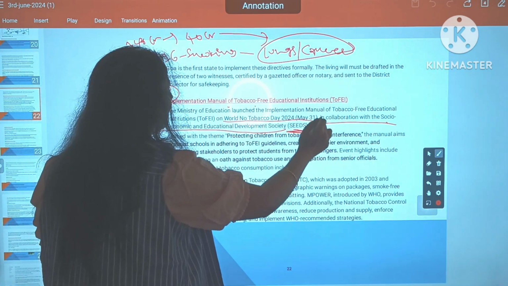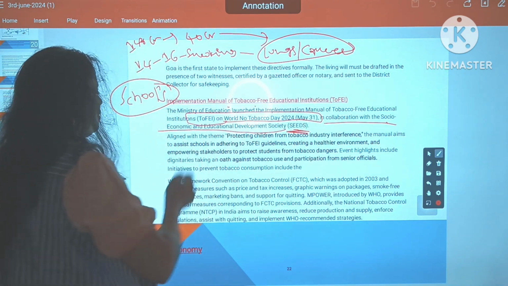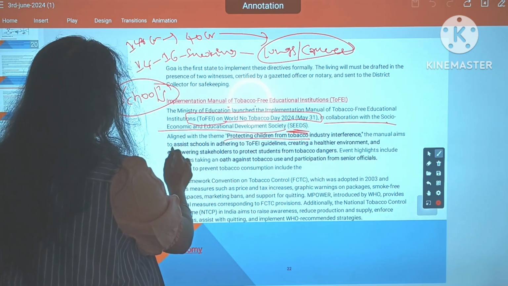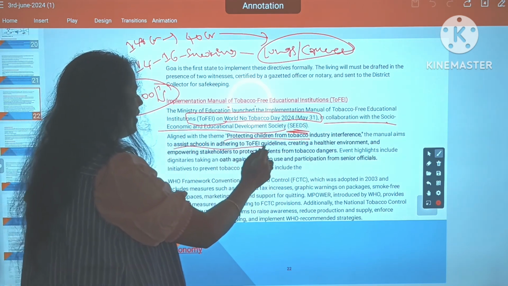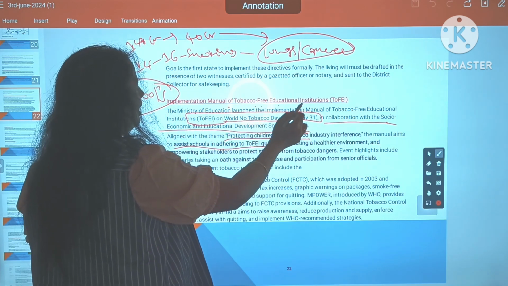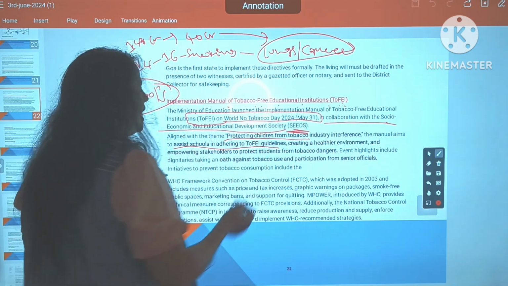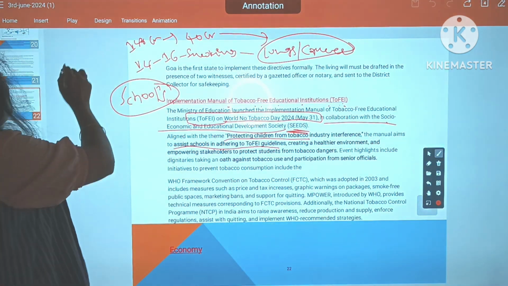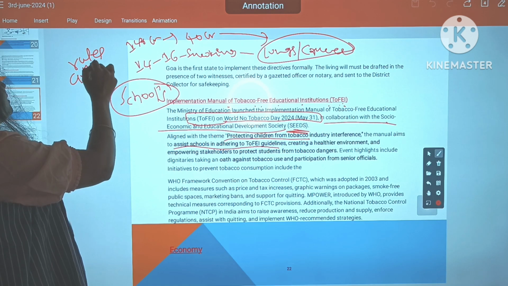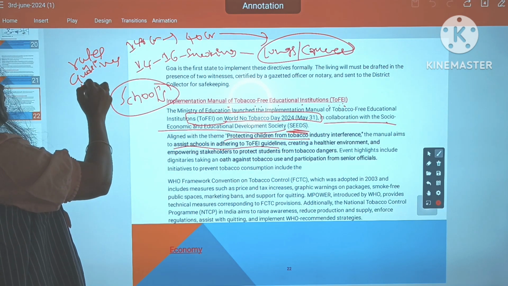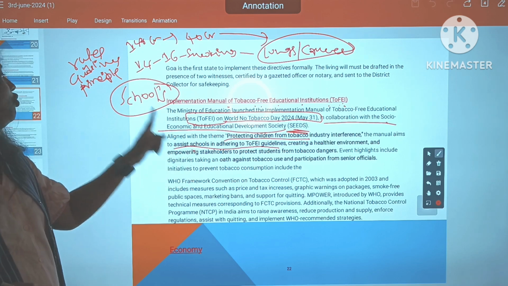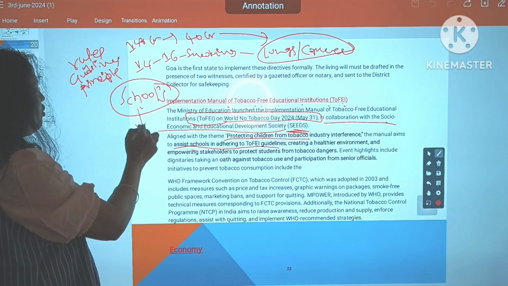World No Tobacco Day is celebrated on May 31st. So, protecting children from tobacco and assisting schools in adhering to 5 guidelines, this is the Manual of Tobacco Free Educational Institutions, TOFI. They will release rules, guidelines and principles that every school should follow to make the kids tobacco free.